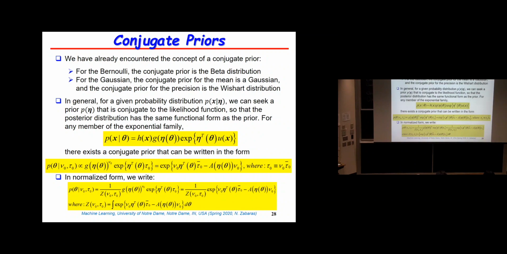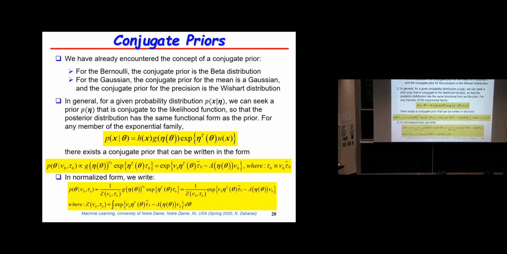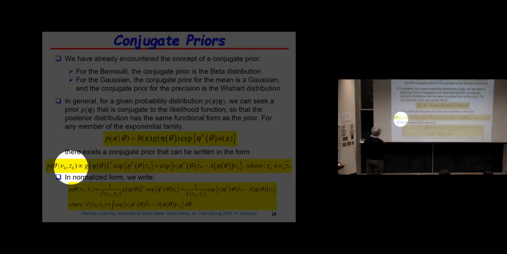Okay, so imagine that you have a likelihood model given by this equation. So we're asking, can we find a prior that is conjugate to this? So in other words, can we find a prior that if we multiply with this likelihood, we will get a posterior that will look exactly like the prior, but with updated parameters? And the answer is yes. Here is the general form of a conjugate prior for this exponential family of distributions.